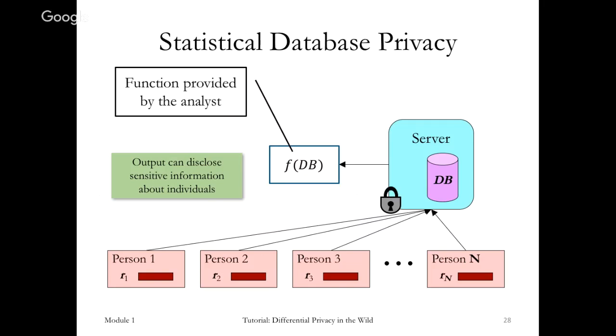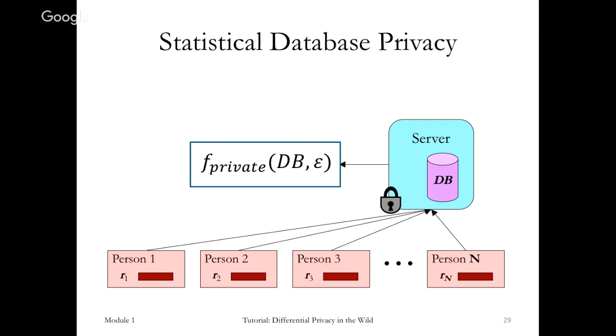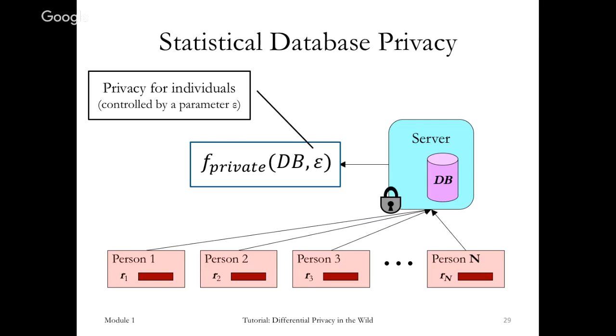But the problem is this output can disclose sensitive information about the individuals. As we saw, you could do this linking attack, where you take this output, link it with some other database, and reveal individual records from the original database. So the goal of the statistical database problem is to replace this function with a different private function that takes as input this database and a privacy parameter, epsilon. The goal of this new function is to ensure privacy for individuals, controlled by this parameter epsilon, and we'll formalize all of this more clearly later.